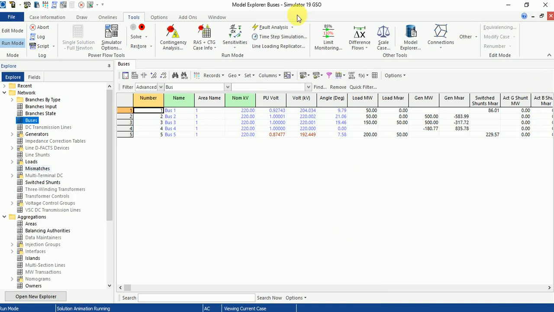So that's all about the simulation of a 5 bus electric power network inside the PowerWorld simulator, and how to improve the voltage of a specific bus bar inside the PowerWorld simulator.